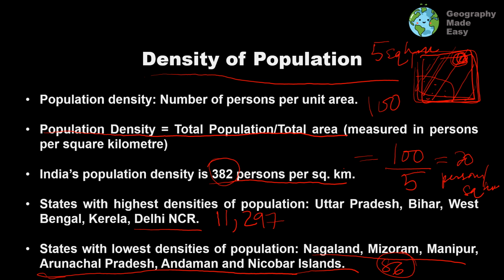Or if we take the example of Nagaland, it is 119 persons, whereas the average density for India is 382. So we have this uneven distribution of population for the entire country of India. In certain states, we see that the density of population is much greater than the national average, and in certain states, it is much less.